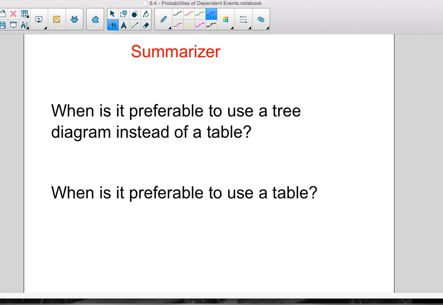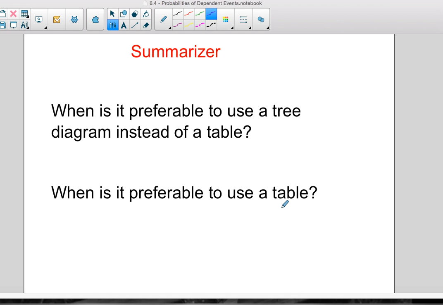All right, so quick summarizer. If you think about this, when is it preferable to use a tree diagram instead of a table? When is it preferable to use a table instead of a tree diagram? You can think about it and then just kind of brainstorm ideas and then resume the video.